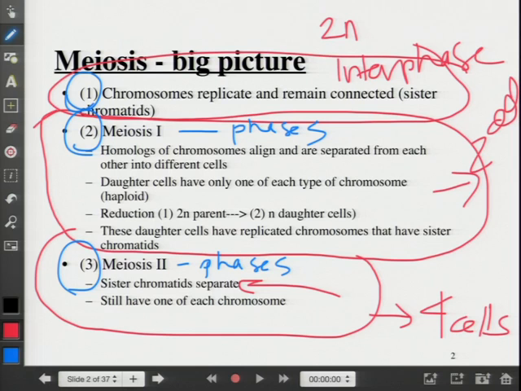So if you're going to memorize something, which, again, is okay as long as you incorporate thinking: interphase, you always replicate. Meiosis 1, homologous chromosomes come apart. Meiosis 2, sisters come apart. Meiosis 1, you end up with 2 cells. Meiosis 2, you end up with 4 cells at the end.